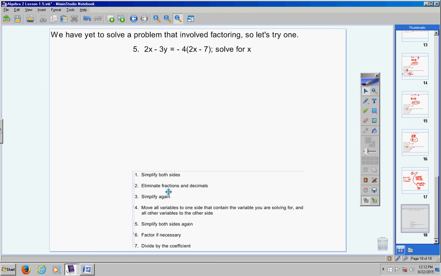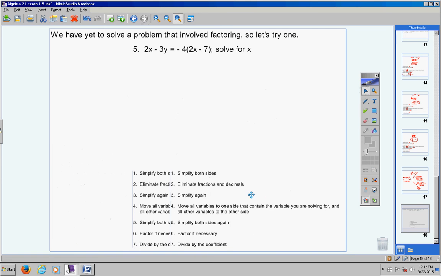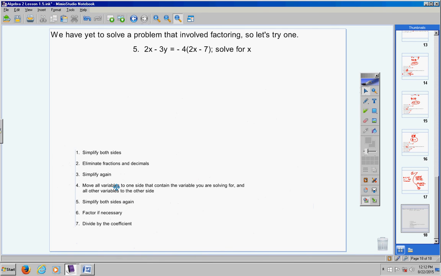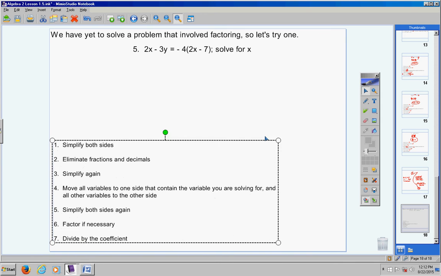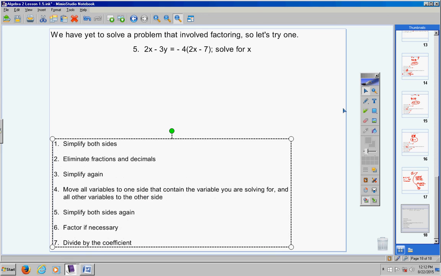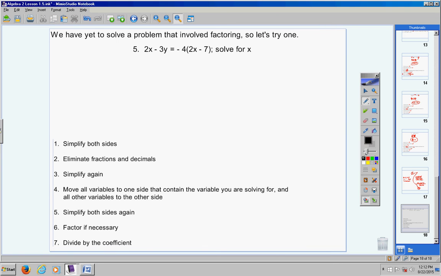We have yet to solve a problem in which we have factoring. So let's try one of those. Take some really, really good notes, please, and then we'll be finished. All right. And here we go. And make this 2x squared, please. 2x squared, okay?